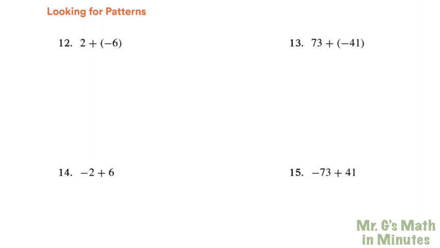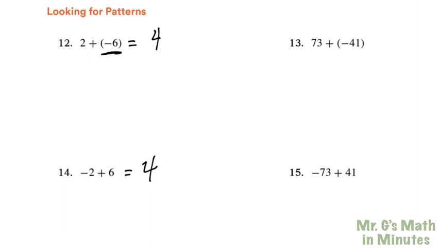Now with these problems, you can see that we all have opposite numbers. So we've got a 6 and a 2. One's positive, one's negative, so we need to subtract. 6 minus 2 is 4. Just like on number 14, it's going to be a 4 because it's two opposite signs. Just that the signs are on different numbers.